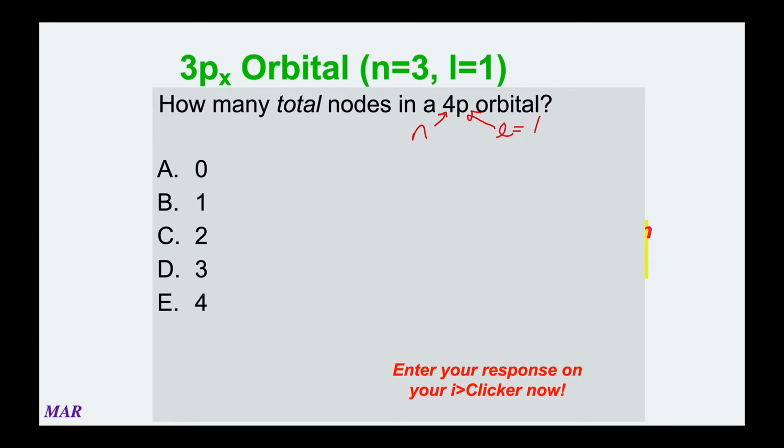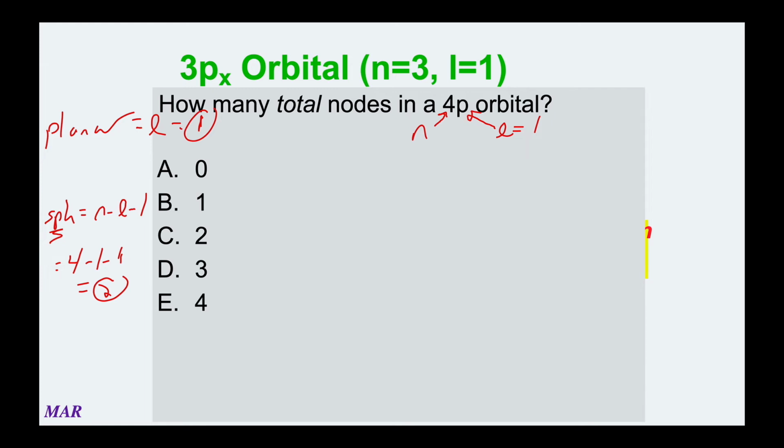Now, when it comes to total nodes, there are planar and there are spherical. And planar nodes just equal L. So if L equals 1, the 4p orbital would have one planar node. But there's also, remember, spherical, and spherical is n minus L minus 1. So here, n is 4, L is 1. We subtract 1 on top of that, n minus L minus 1, 2 spherical nodes. So there's one planar node, 2 spherical nodes.